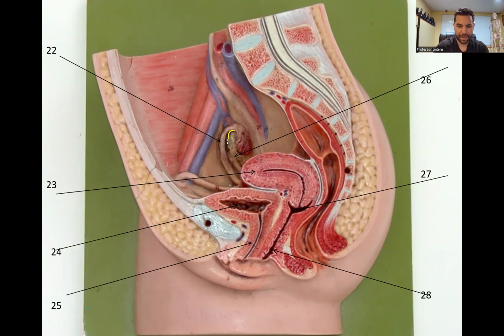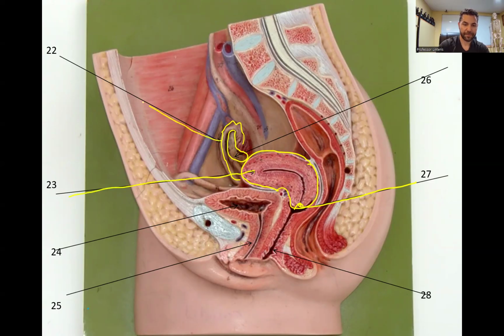Number 1, this is the ovary. Number 2, this is the fallopian tube. This is the uterus. We can see here that cervix, right? Uterus, fallopian tube, and ovary. And then we have the vagina, labia majora and minora, and clitoris, respectively.